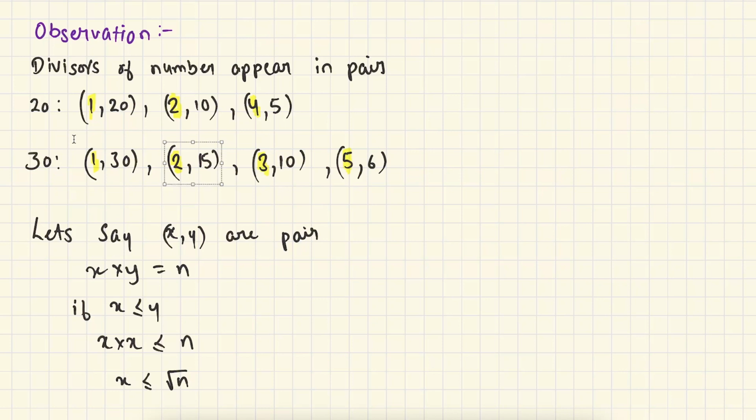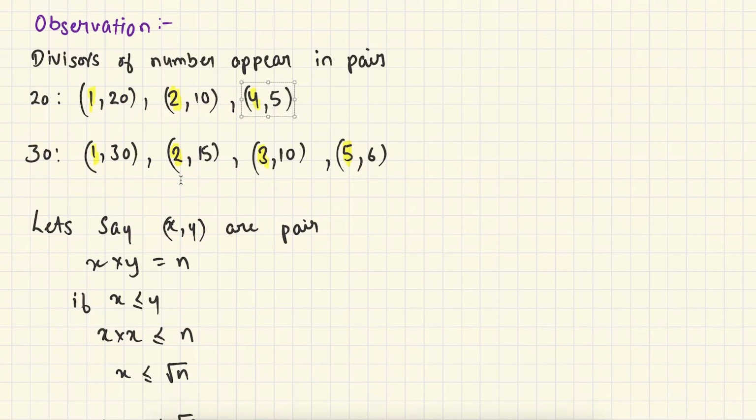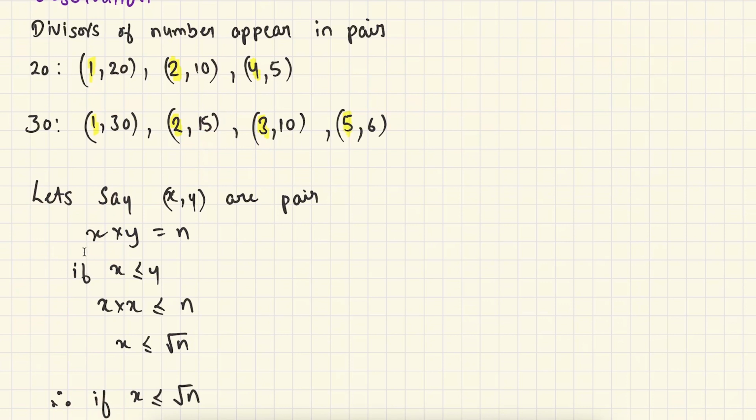And if you look at this example closely, you can see that one divisor is always smaller than the next one. Here 1 is smaller than 20, 2 is smaller than 10, 4 is smaller than 5, and so forth. So we can make some observations here. Let's say we have a pair x, y, and when we multiply x and y, we get n, right? Because when we multiply 2 into 5, we get n. And in this observation, we saw that x is less than or equal to y.